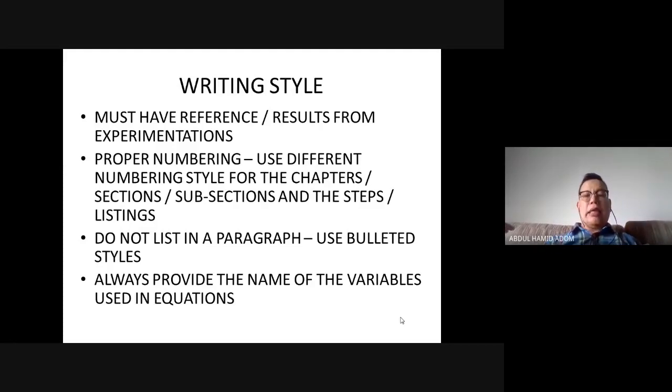But when you are, for example, listing something, you must use a different number. For example, you say three things that is needed for so and so. You write 1 to 1.1. You cannot use that. You have to use a different number. If your chapters are using numbers, then the numbering for the list should be, for example, Roman numbers or A, B, C, and so on. You cannot use the same numbering system, or it will confuse the readers.